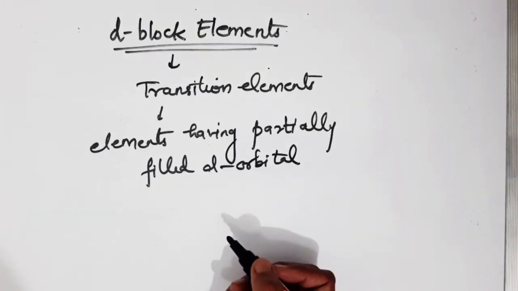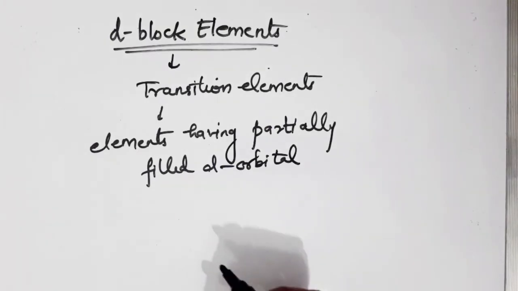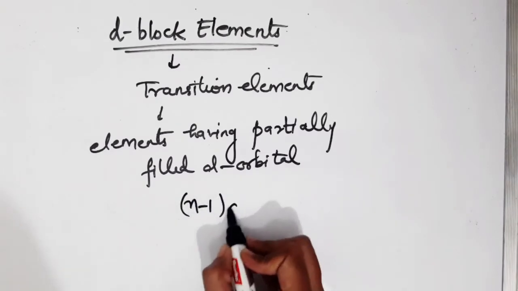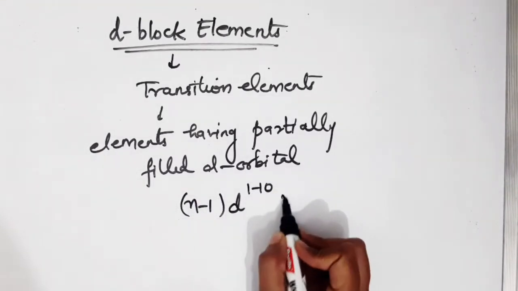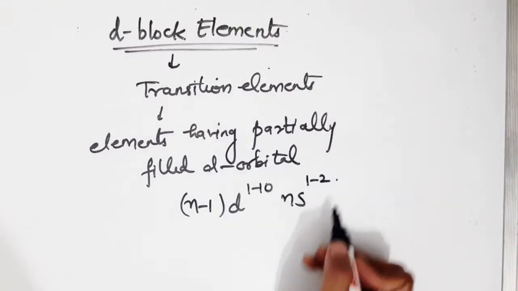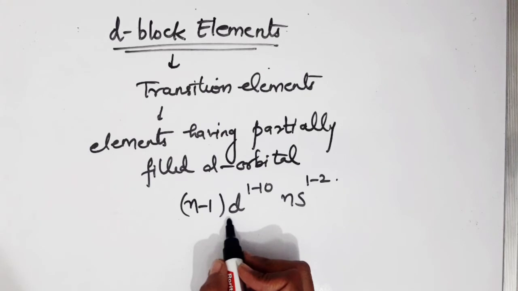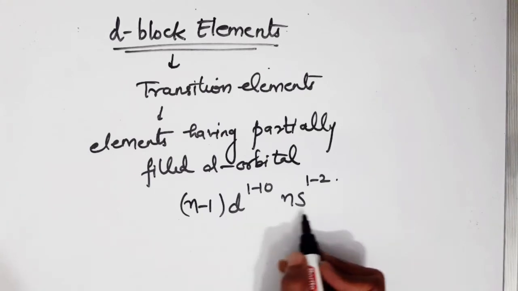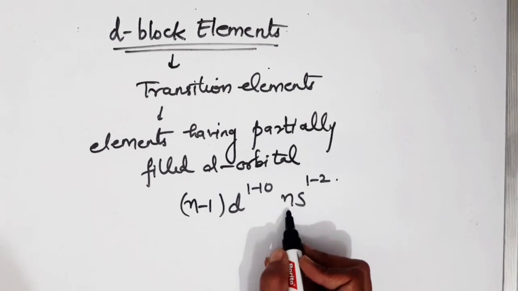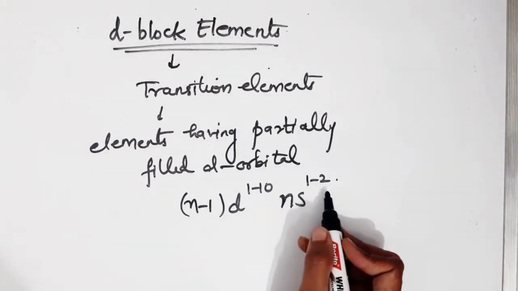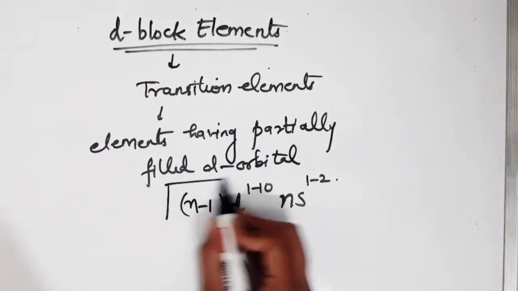Now talking about the electronic configuration and the general configuration. The general electronic configuration for these elements is (n-1)d 1 to 10, ns 1 to 2. So it has a partially filled penultimate shell, and the electron enters the D orbital in this case, and then we have ns, the outermost shell having 1 or 2 electrons. This is the general configuration of these elements.